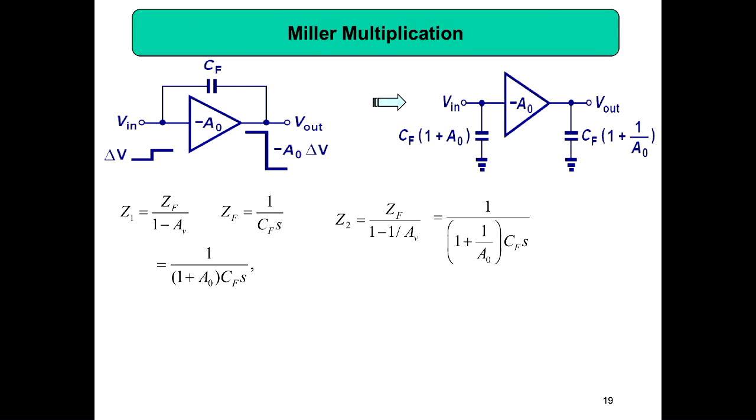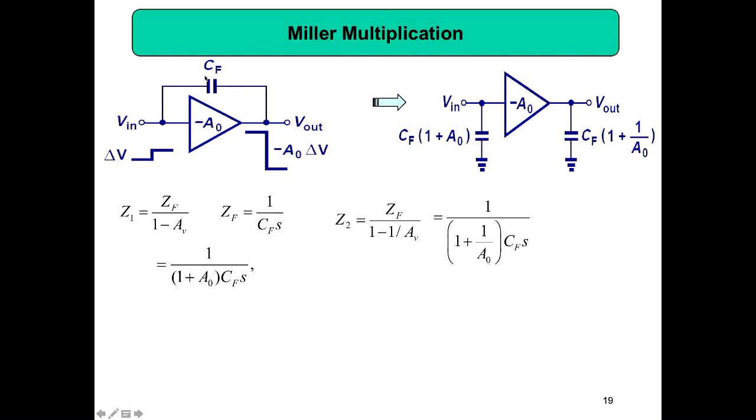So then we can split it. Now we will say, okay, our new capacitor will be, what is a new capacitor? Which is equal to CF into 1 plus A0. That is your new capacitor. Because this is the impedance value, then the capacitor is this one. So for V out, CF into 1 plus 1 by A0. So now we can find out the pole here. If you know the resistance here, then we can find out the pole.